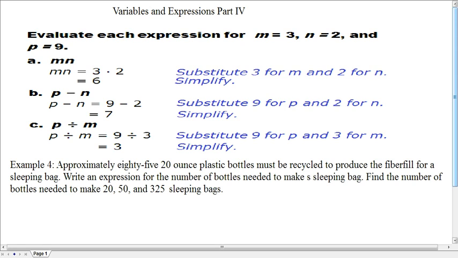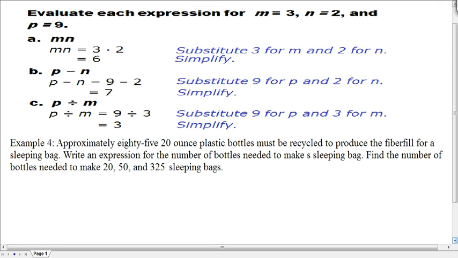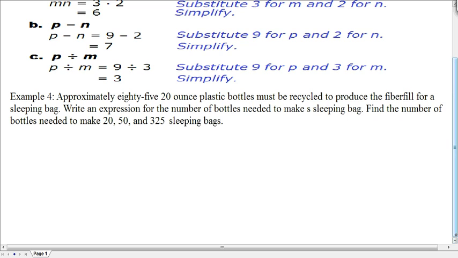So here, approximately 85 20-ounce plastic bottles, those bottles that we use to have our water, must be recycled to produce a fiber fill for a sleeping bag. We want to write an expression for the number of bottles needed to make S sleeping bags, and we want to find the number of bottles needed to make 20, 50, and 325 sleeping bags.